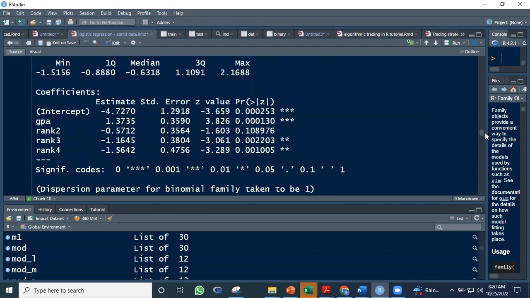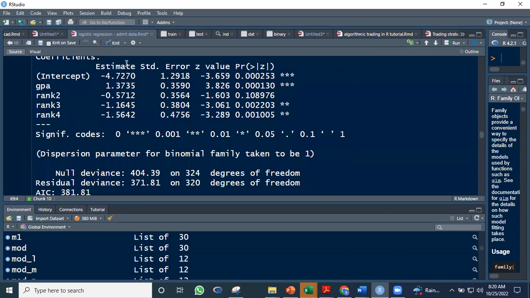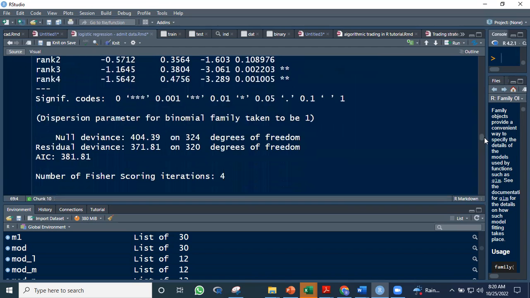Okay, so 1.3735, 0.5712, etc. Now we're going to interpret this because for a binomial logistic regression, iba yung pag-interpret. Okay, so this is where we're going to spend some time with. Paano natin i-interpret to?